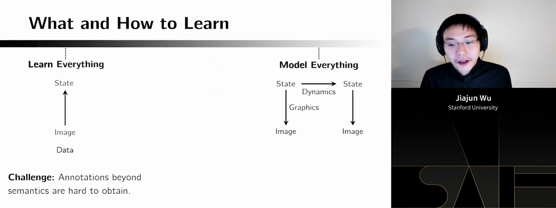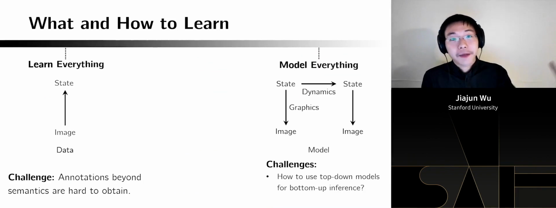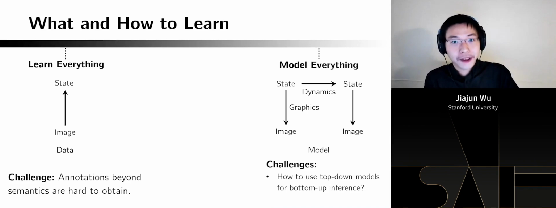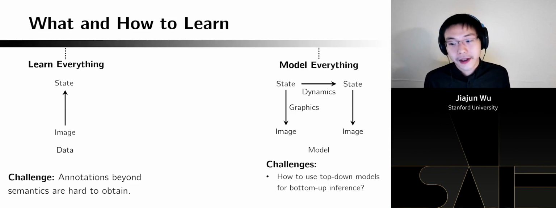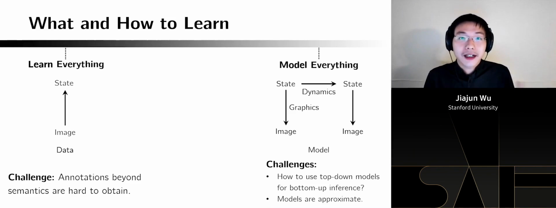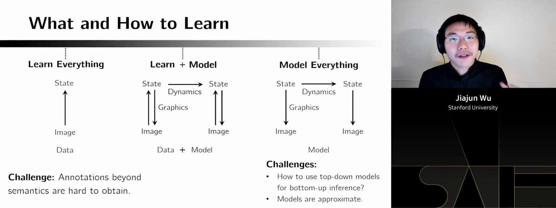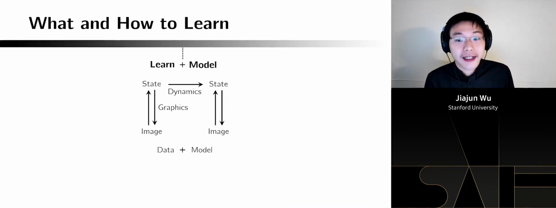But such a model also has challenges. The biggest challenge is probably this: once we have this top-down model and understand object geometry and physics, we can imagine how the scene will look. But if we want to solve the bottom-up inference problem, when we're not given the scenes, how can we infer the geometries? This is an unsolved problem, and traditional approaches like sampling and MCMC are too slow to be practically useful. Second, models are always approximate, so they're not good enough to capture every detail of the world. So the philosophy behind my research is to integrate the two, to combine learning with modeling, so that you get the power of both the data and the model.